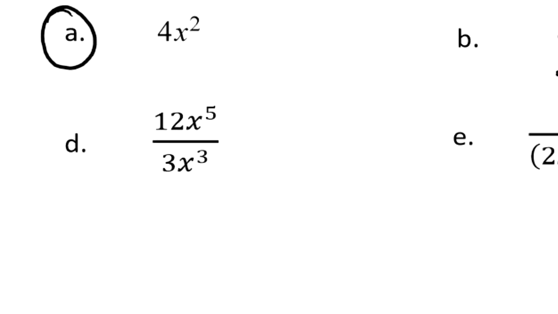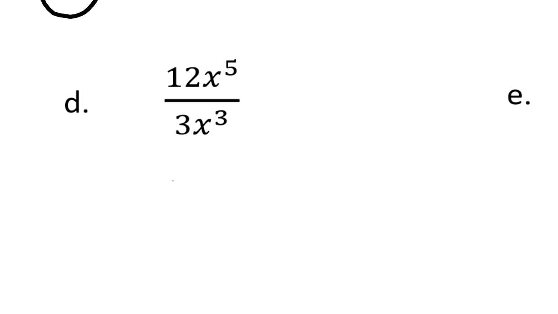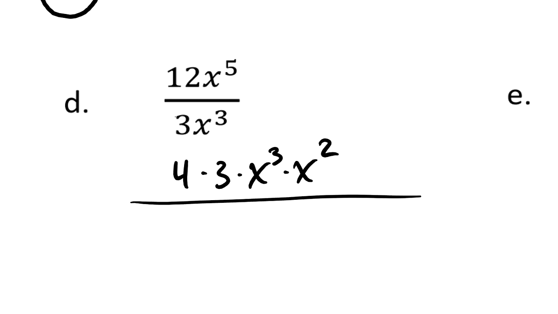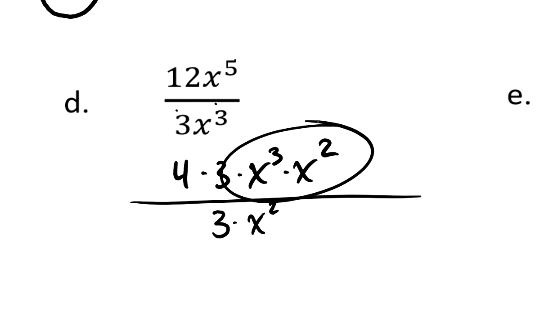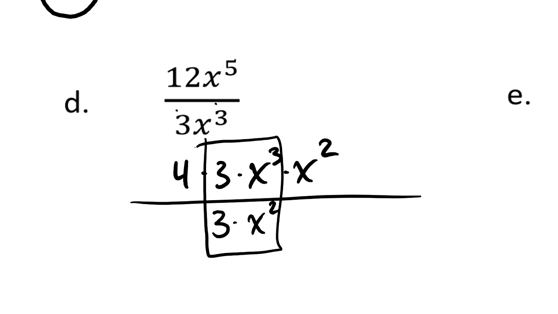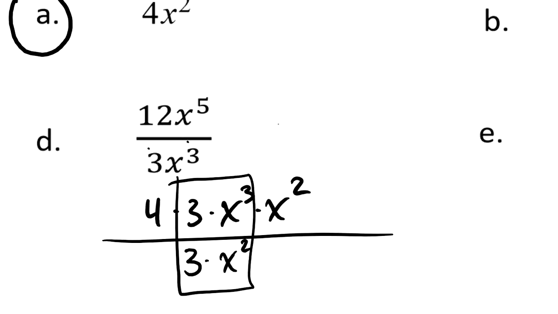In D, in my numerator I might write 4 times 3 times x cubed times x squared. I'm breaking it down by looking at the denominator and what I have. I can see I've got a 3, so I wrote it as 4 times 3, the 12. And I've got an x cubed in my denominator as well. That's why I broke up this x to the 5th. Instead of x to the 5th, I wrote x cubed times x squared, but it's still equivalent. Very clearly I can see this cancels, and what I'm left with, if you look closely, is 4x squared. So this is also equivalent.